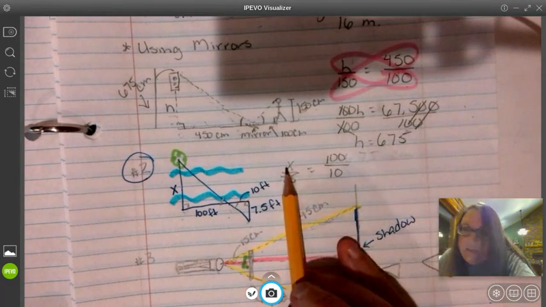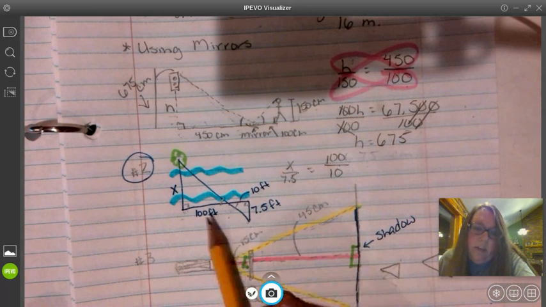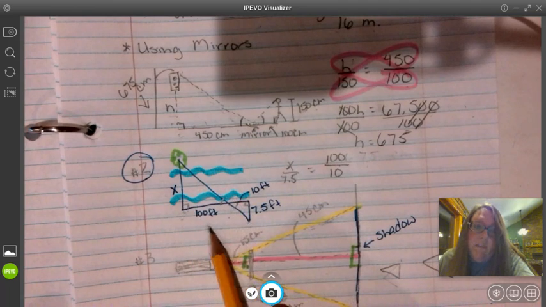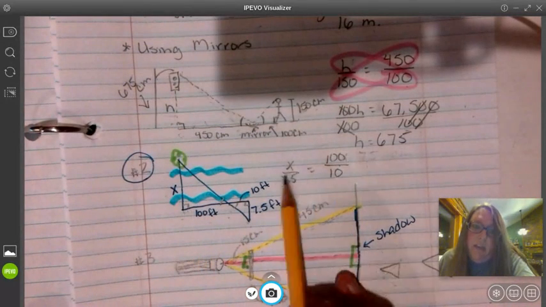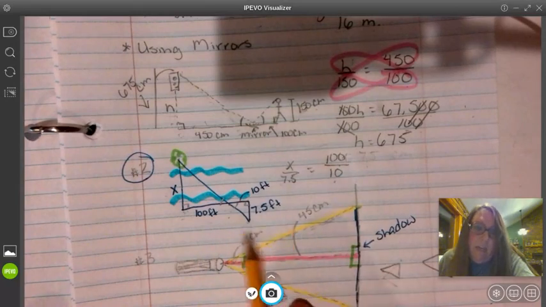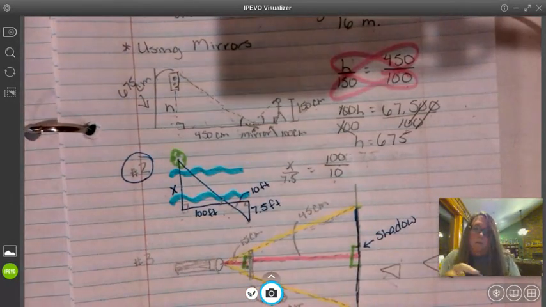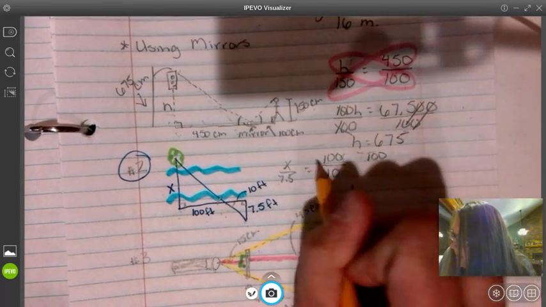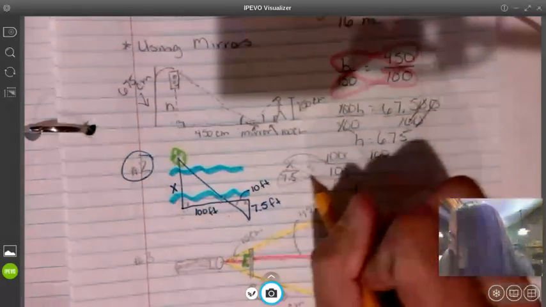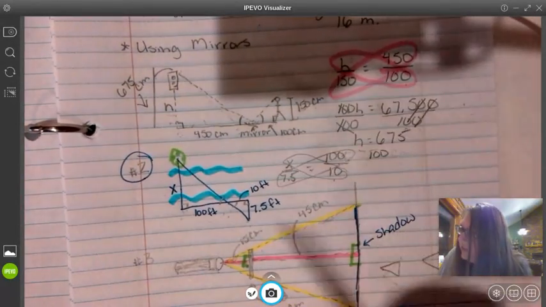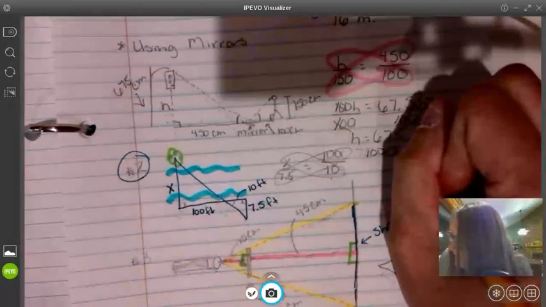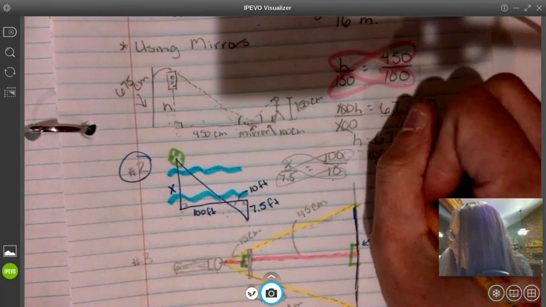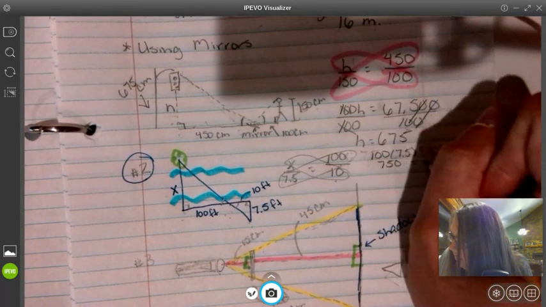You need to make sure that both numbers in the top deal with either the small or the large, but they have to deal with the same triangle. So we have the X and 100, that's with the big one, and then we have the 7.5 and the 10, and that would be the small triangle right here. So we're going to do a little cross multiplication again. We're going to multiply that 100 by that 7.5 and the 10 by the x. So that's going to give me 750 equals 10x.